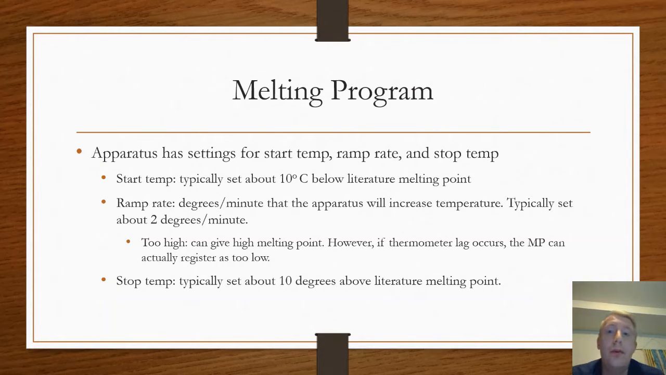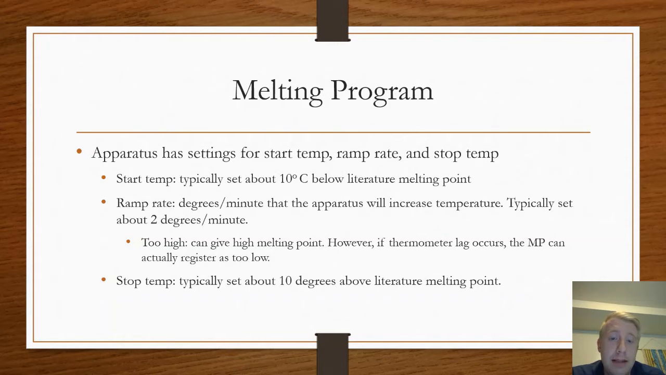Now, on the melting point instrument itself, there are going to be 3 settings, and I'll show these to you again when I'm actually in front of an instrument showing you how to do it. One of them is going to be the start temperature, one of them is going to be the ramp rate, and one of them is going to be the stop temperature.